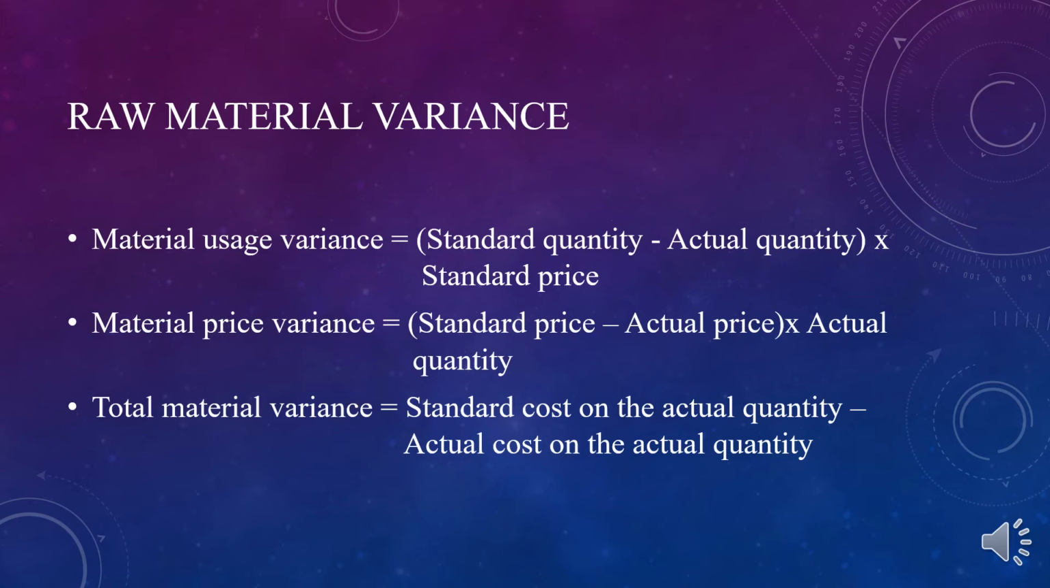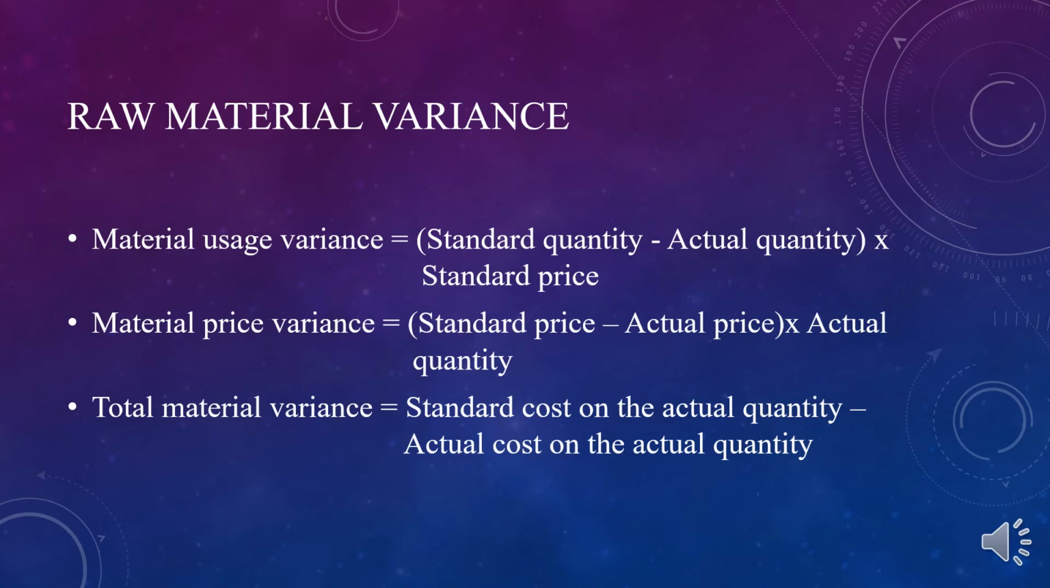The material usage variance is the result of the difference between the quantity budgeted, the standard usage, and the actual quantity used. To determine the value of this variance, the difference between the two quantities is multiplied by the standard cost. That is, standard quantity minus actual quantity into standard price.